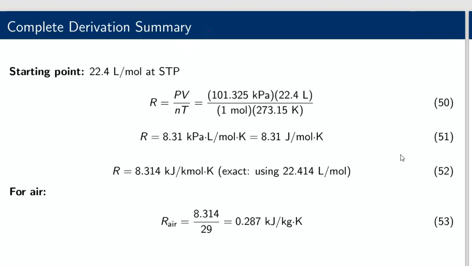Now here is the complete derivation summary. We take 22.4 liter per mole at STP. From that we got the R value, and if I take the exact value of 22.414 liter, we get 8.314 kilojoule per kilomole Kelvin. And for air, R of air will be 0.287 kilojoule per kg Kelvin. We just divide by the molecular weight, and R becomes kilojoule per kg Kelvin.